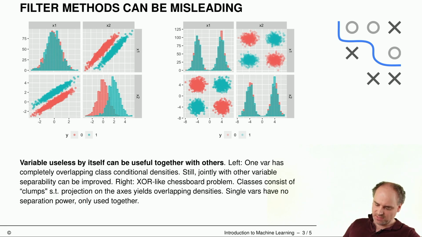On the left-hand side, we see that one variable, and I guess that one variable is x1, has completely overlapping class conditional densities. So if we compute a filter value based on that, that filter value might be, I don't know, 0 or very bad. If you would run the t-test filter on this, it would basically tell us, well, there's no real information if we would use x1 to discriminate between the two classes. And for that single feature x1, without using any extra information, that might be right.